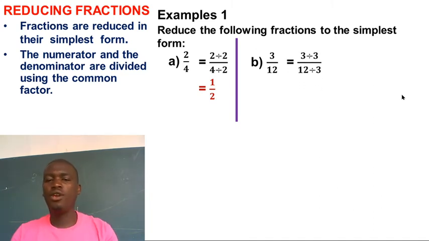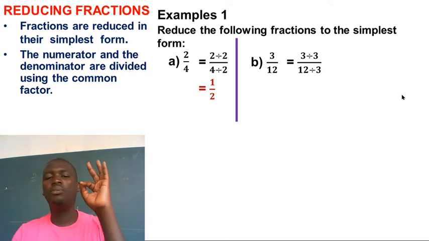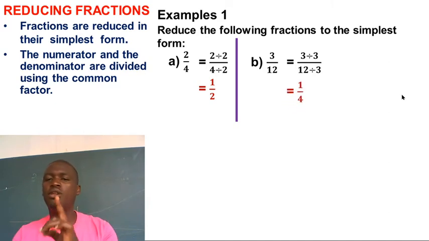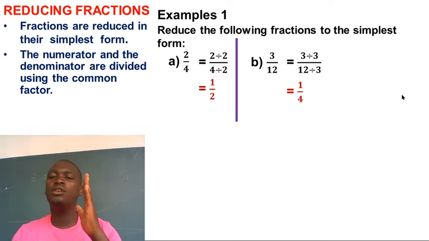3 divided by 3, we get 1. And then 12 divided by 3. 3 goes how many times? 4 times to give you 12. Therefore, we shall have our answer. 3 divided by 3 is 1. 12 divided by 3 is 4. Take a look at the work, number 1, A, and number 1, B.